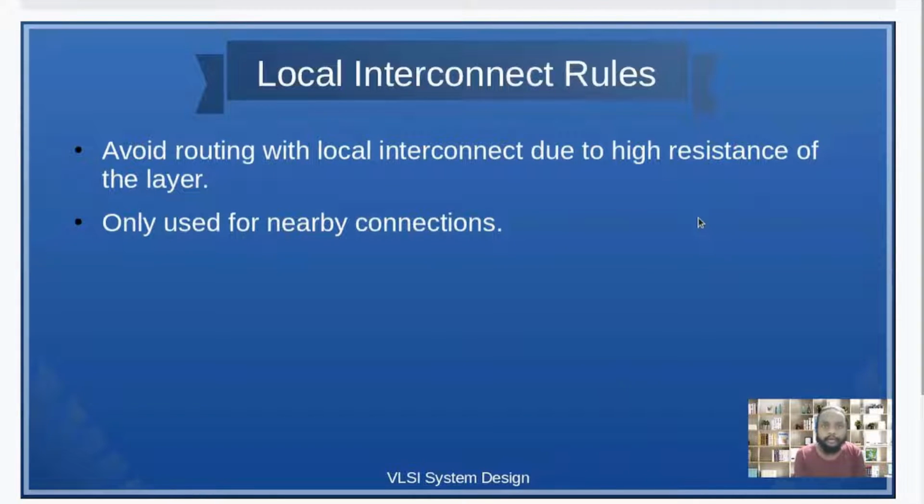The first one to come is local interconnect rules. We should always be sure that we are not routing on the local interconnect layer, because it has very high resistance and it can produce unwanted delays in our design. It can only be used for adjacent circuit elements which are inside a standard cell.